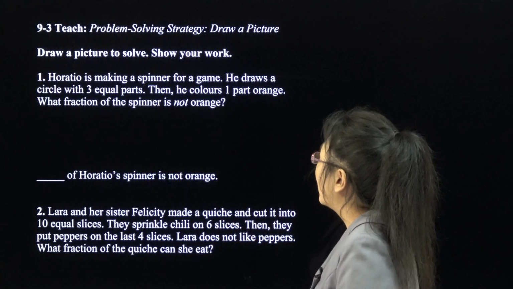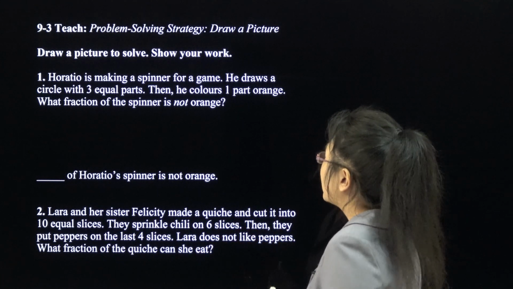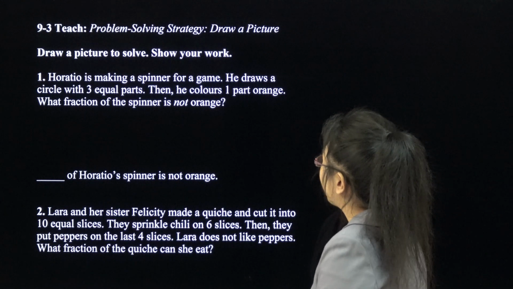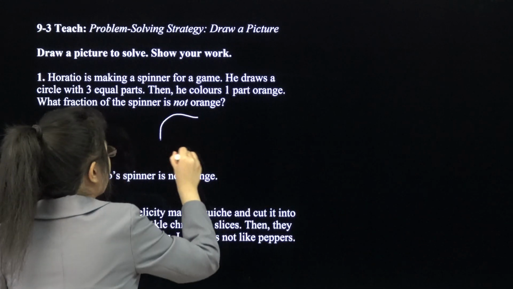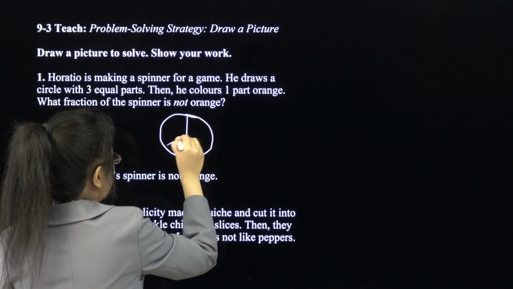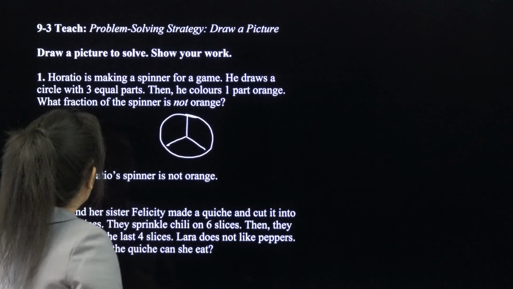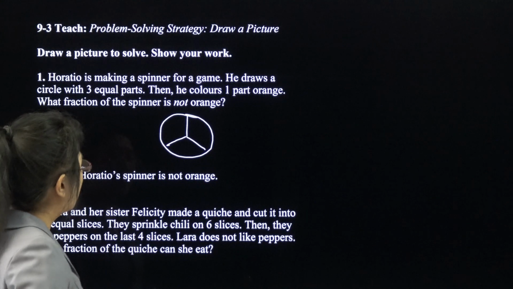Draw a picture to solve. Show your work. Horatio is making a spinner for a game. He draws a circle with 3 equal parts. Then, he colors 1 part orange. What fraction of the spinner is not orange?